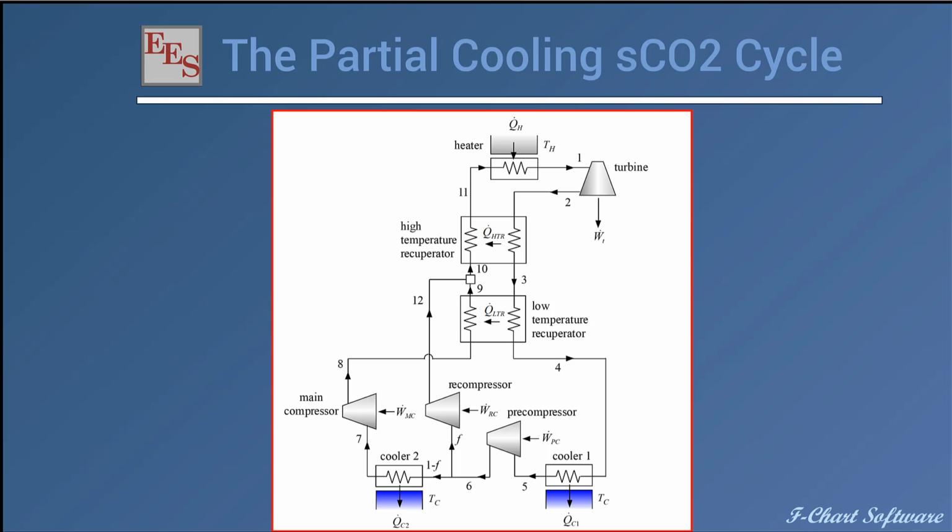So this is a schematic of the partial cooling supercritical carbon dioxide cycle. It consists of 3 compressors, a turbine, 2 recuperative heat exchangers, 2 coolers, a heater, and a couple of T's. So it's pretty complicated, and it's complicated enough that it's interesting. And in this video we'll go through the process of developing a simulation of the cycle so that we can predict its efficiency.